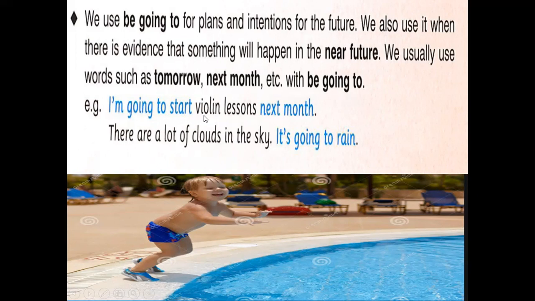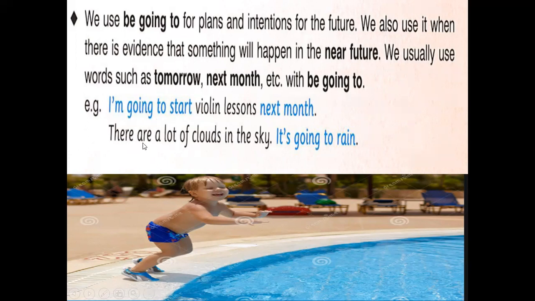And we have an example here. I am going to start violin lessons next month. It means that he talked to the teacher and they arranged everything. There is a plan here that they will start next month. So he says, I am going to start. I cannot say, I will start the violin lessons next month. Why? Because there is planning here.